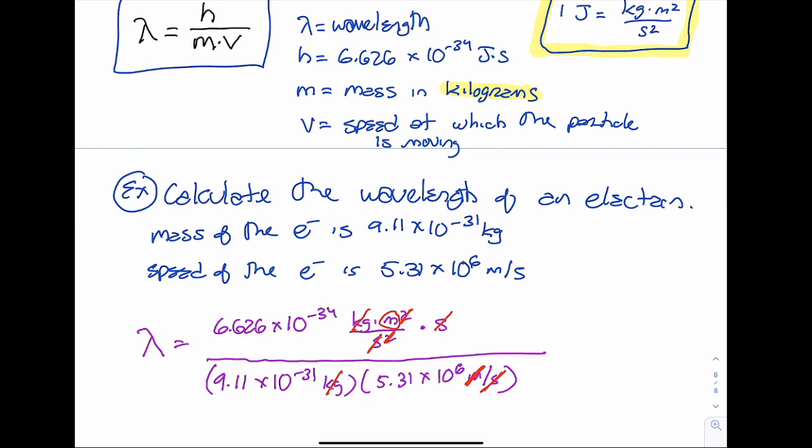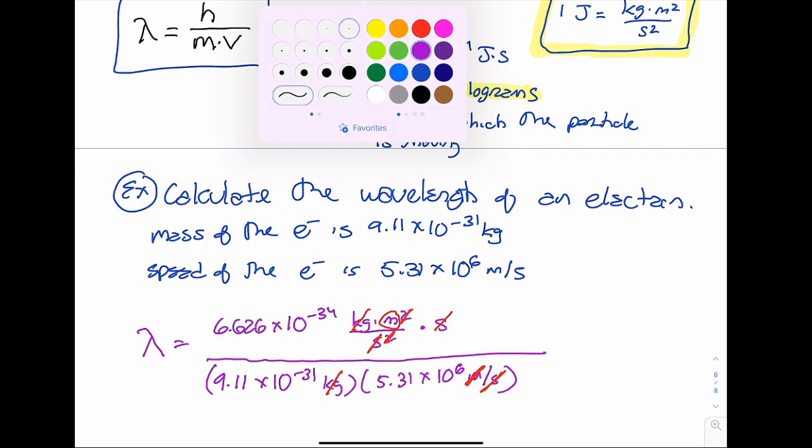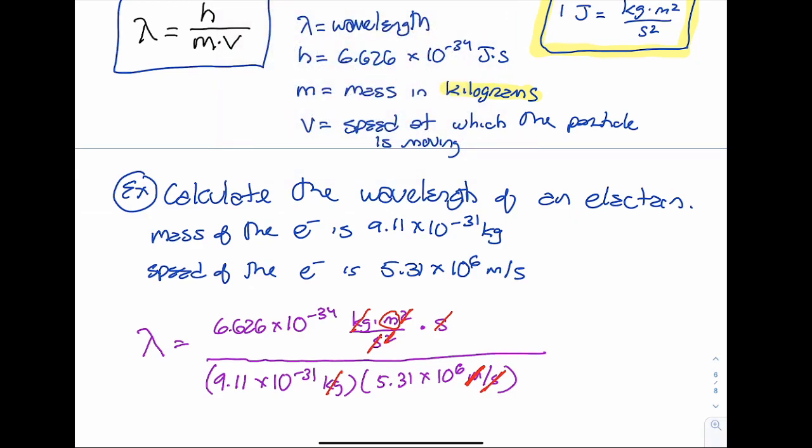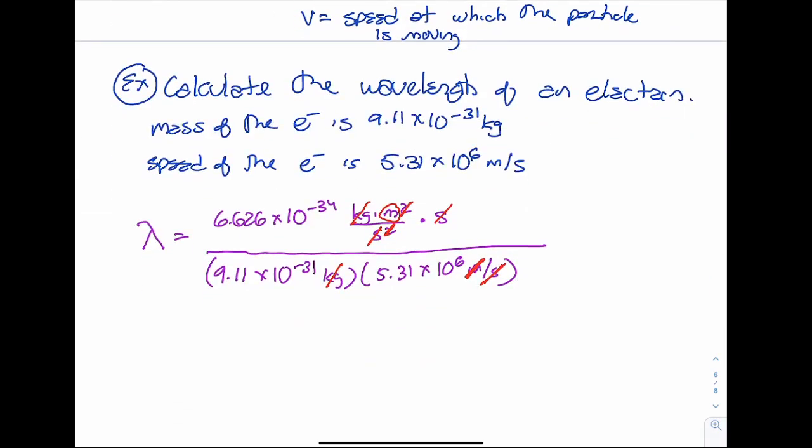Remember, wavelength is a length, right? Distance between two peaks. So my units do have to come out as a unit of length, and it does. Again, if you didn't convert those, if your mass wasn't in kilograms, you would need to convert it to kilograms. Otherwise, those units are not going to cancel properly.